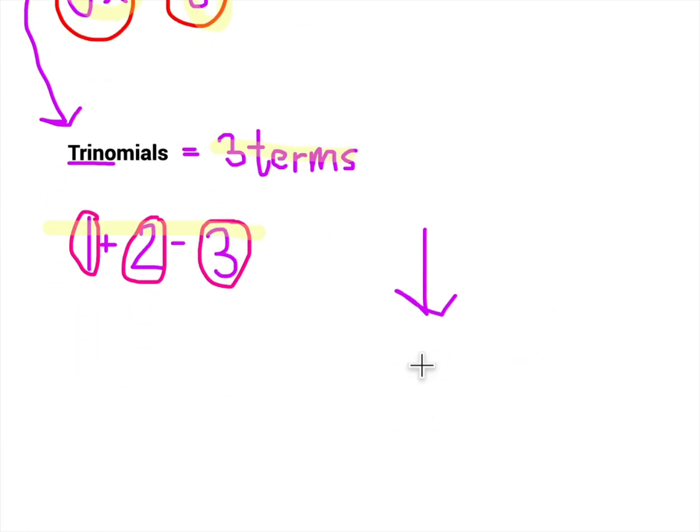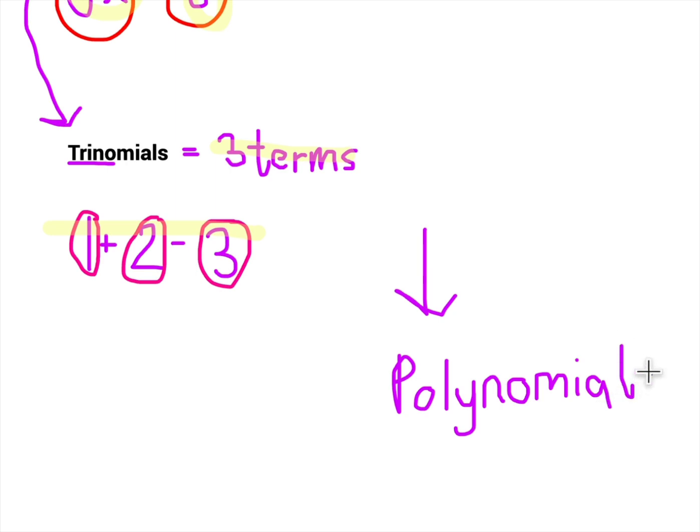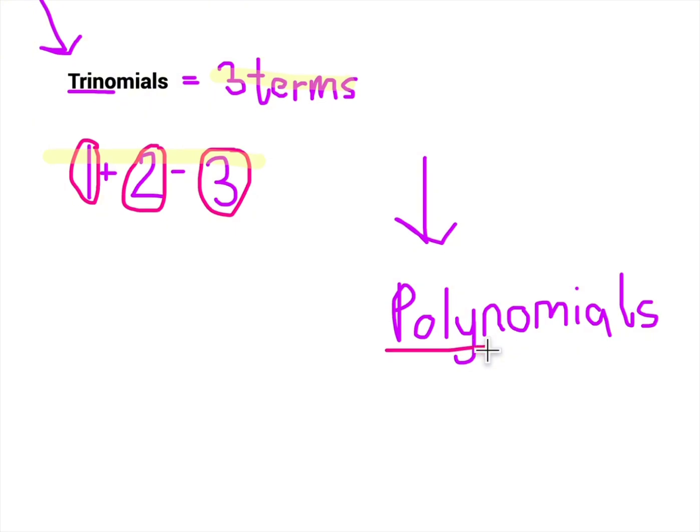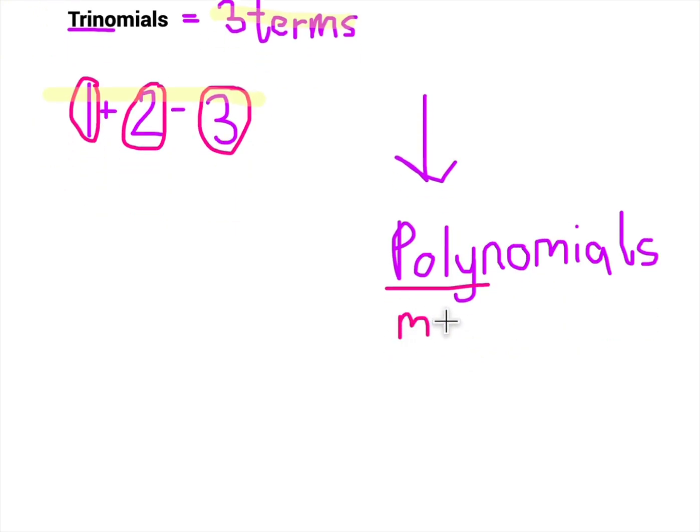Now, for polynomials, if you apply the same knowledge of the prefix and what a term is, you can look at the prefix poly, and you will understand that poly means many. So that means there are going to be many terms.